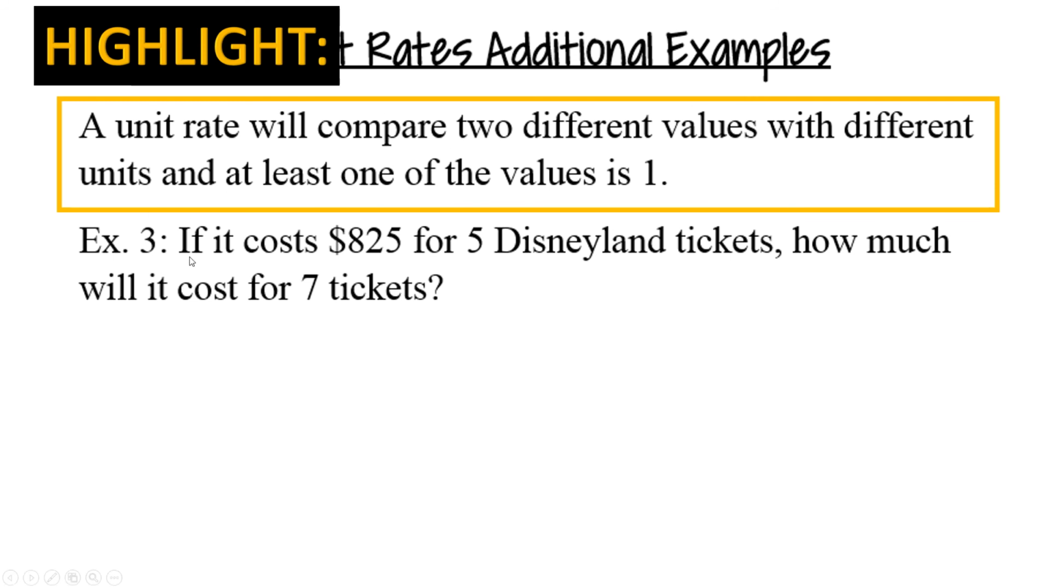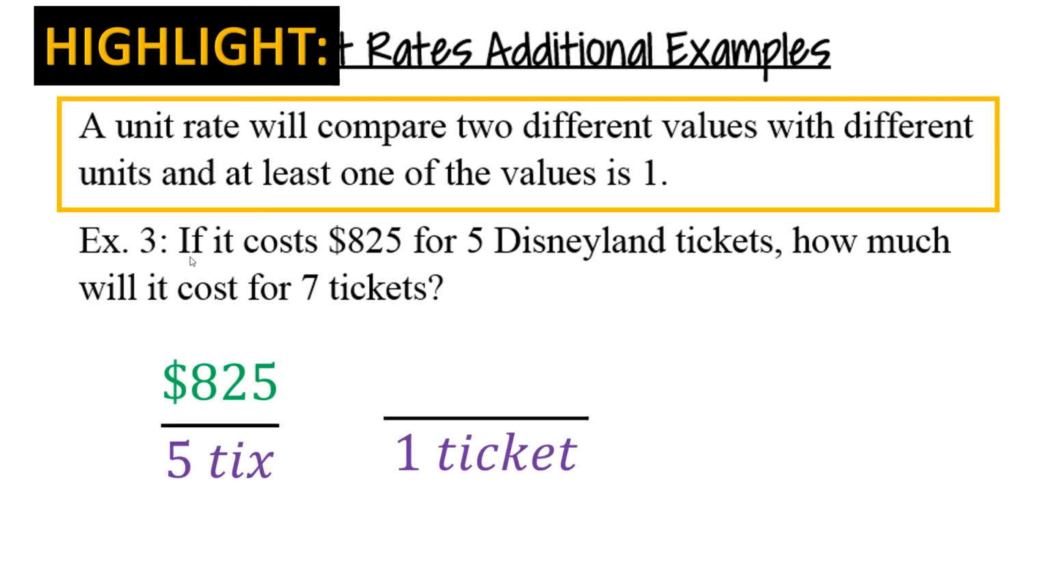And then example 3, if it costs $825 for 5 Disneyland tickets, like the Hopper passes, how much will it cost for 7 tickets? So what we want to do is we want to find the value and the cost of 1 ticket. That way we can find the cost of 7 tickets. So 825 over 5 tickets, we want to find the unit price. So the 5 tickets becomes 1 ticket. So we're going to divide by 5, and we need to do the same thing to the numerator. So we'll get the cost of 1 ticket is $165.